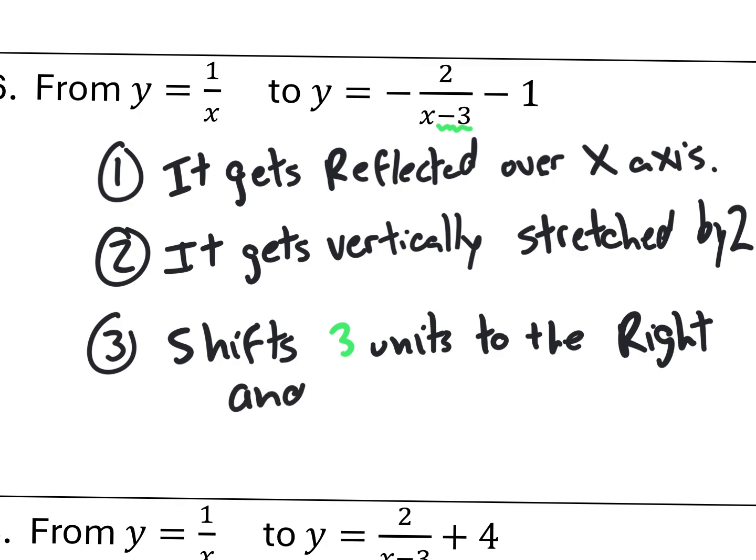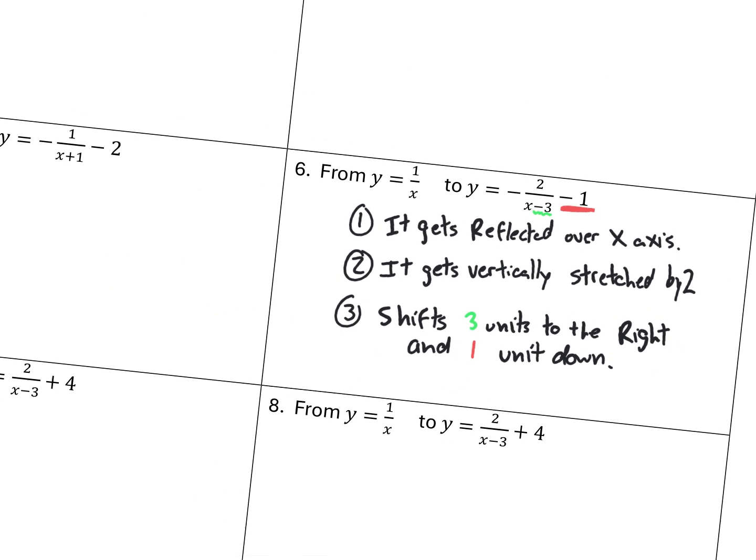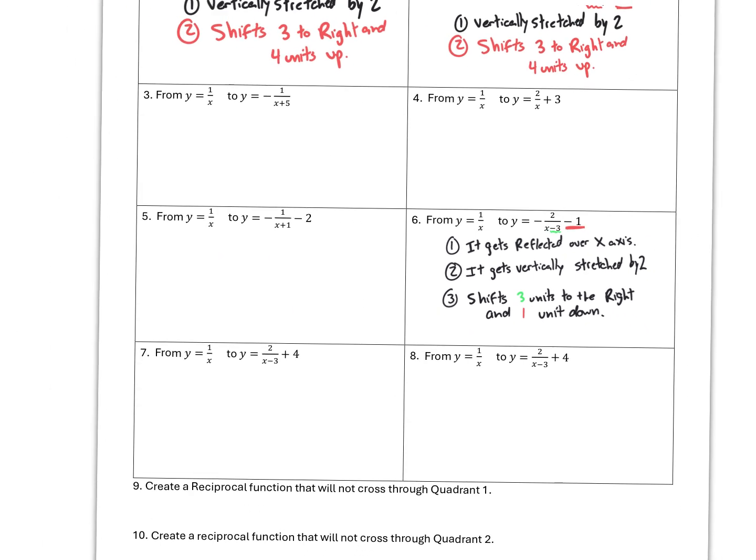And that k value, take it for what it is. Don't think opposite. And 1 unit down. So those are all the transformations from the original to this new one, and it's all based off of the a value being negative 2, the h value being positive 3, and the k value being negative 1. Okay. So I'm pretty sure you guys could get the rest of these and check your answers on Google Classroom.